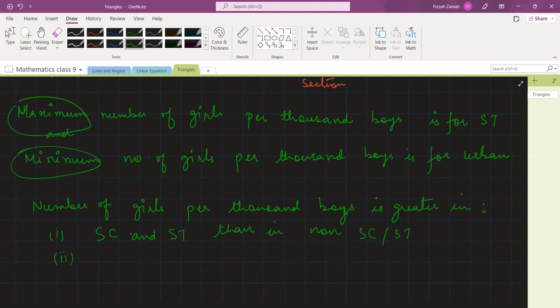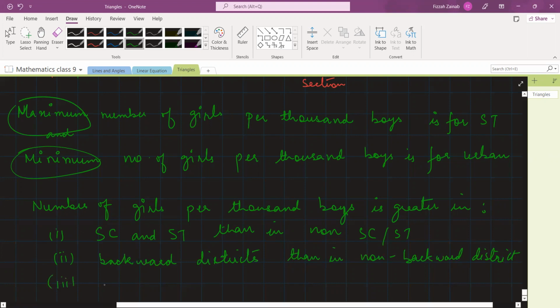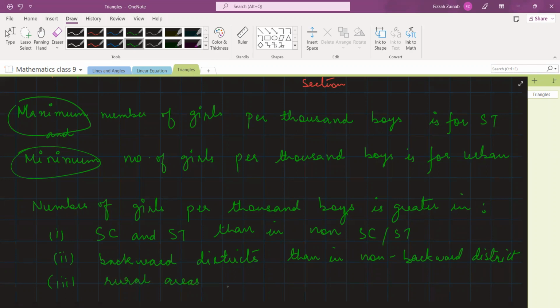Second, we can see that backward districts have a greater ratio than non-backward districts. So between backward and non-backward, we can compare. It's greater in backward districts than in non-backward districts. And third, we can compare between rural and urban. Where is it higher? It is higher in rural. So the ratio is greater in rural areas than in urban areas. So three comparisons you can make: between SC ST and non-SC ST, between backward and non-backward, between rural and urban. This is an important question from an examination point of view.